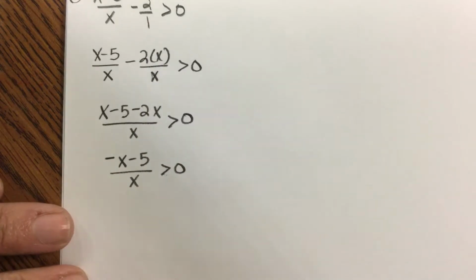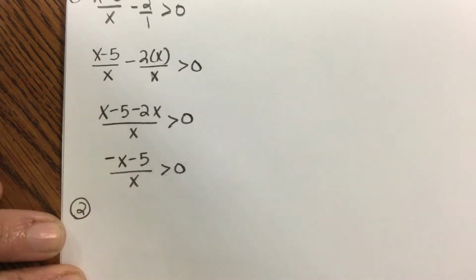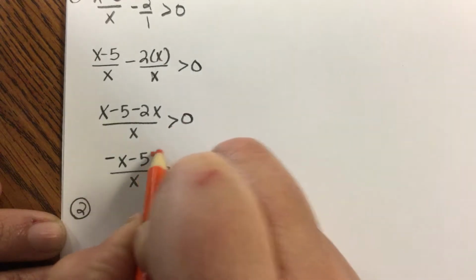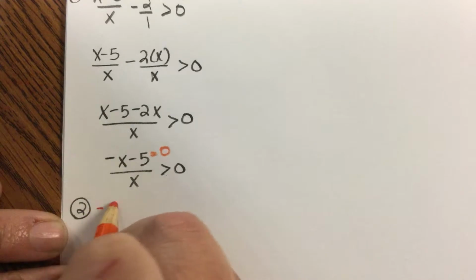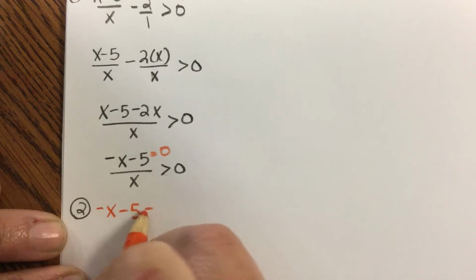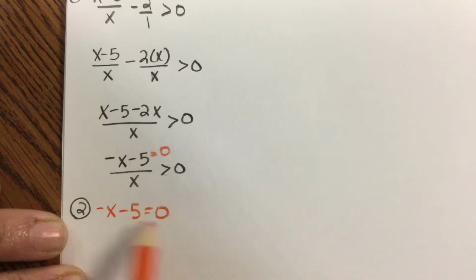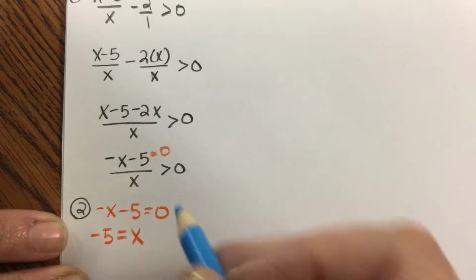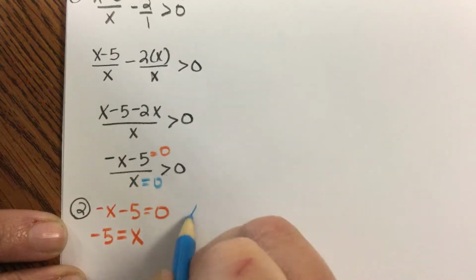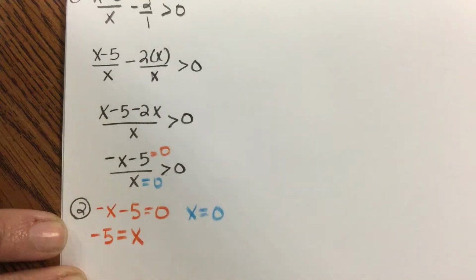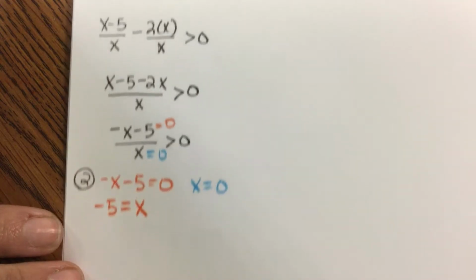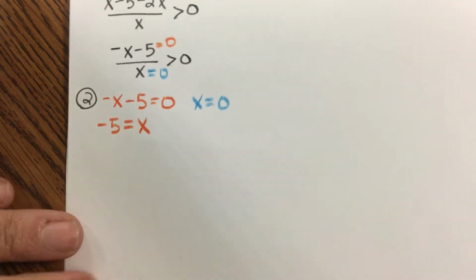Okay, so step 2 is we're going to set the numerator equal to 0. So negative x minus 5 equals 0. I would add the x over, so I get negative 5 equals x. And then I'm going to set the denominator equal to 0. x equals 0. That one is already solved. Okay, so step 3 is make our number line.